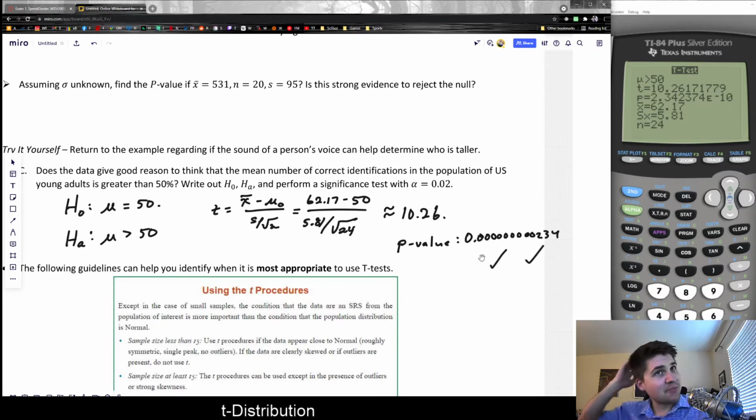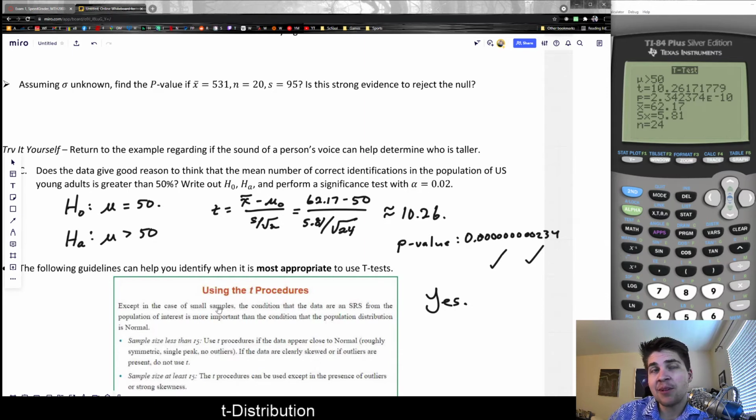Basically, we are very confident in rejecting H null because the p-value is significantly less than alpha of 0.2. So the short answer is yes, this is significant data. And I would conclude that the proportion of correct identifications of U.S. young adults is greater than 50%.